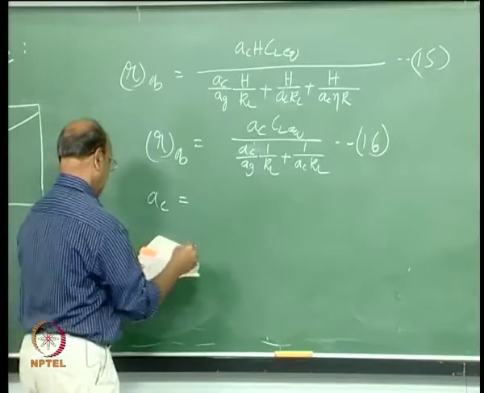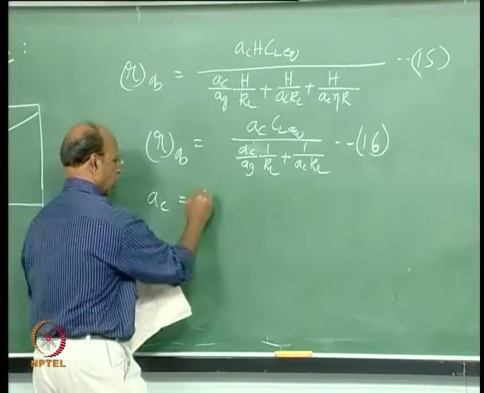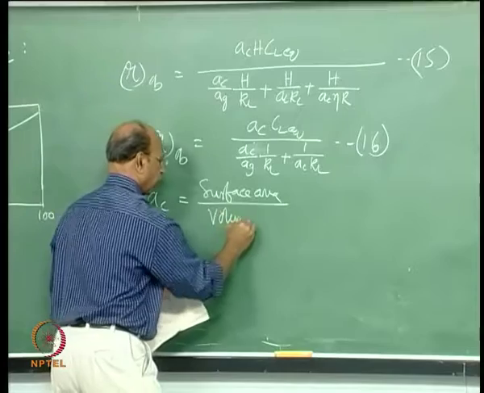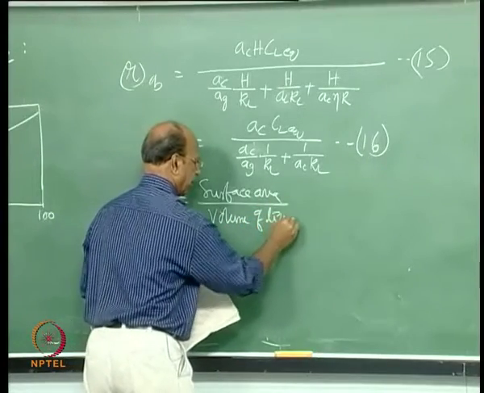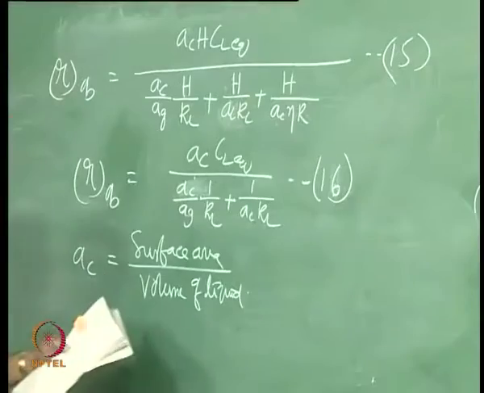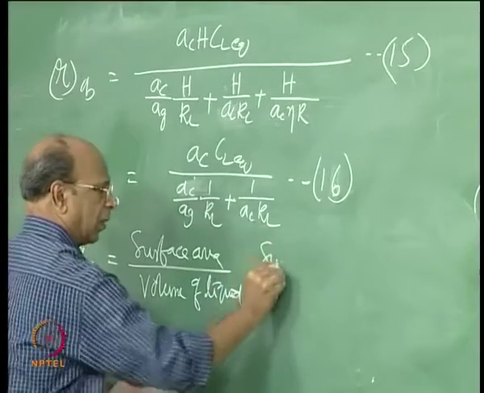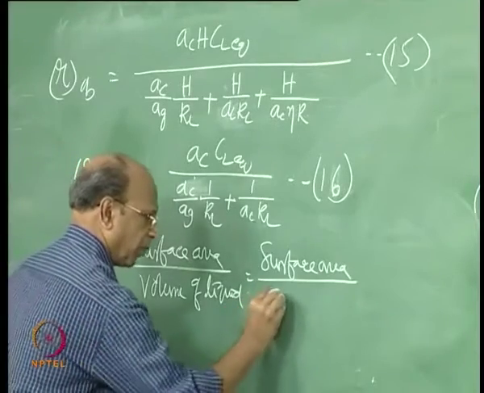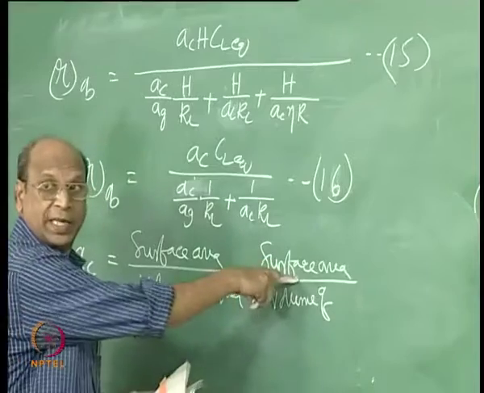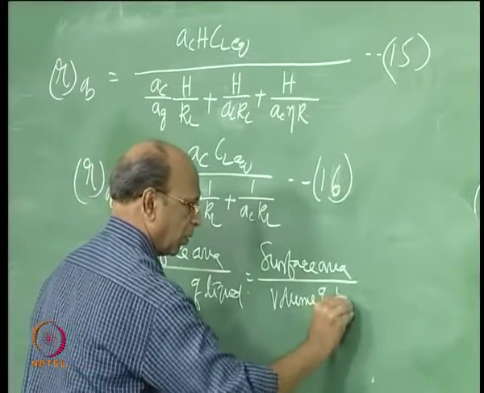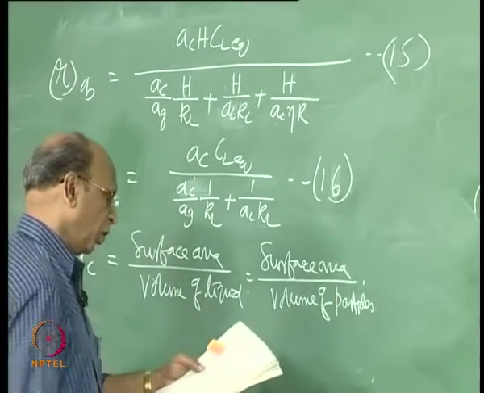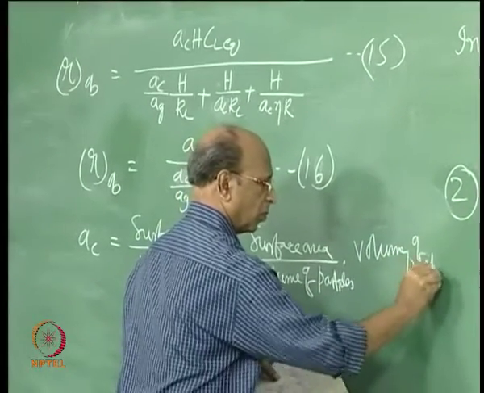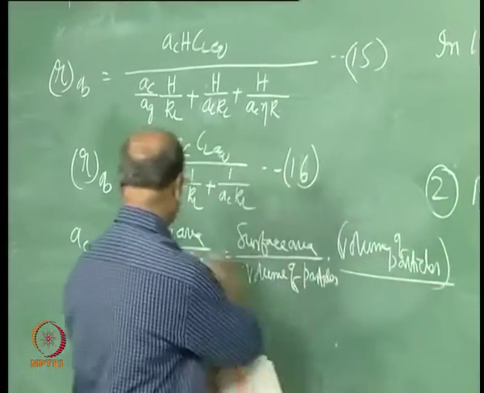AC is surface area per unit volume of bubble free slurry. Okay? So, surface area per unit volume of slurry liquid, okay? Liquid I am writing. Good. So, now this can also be written as surface area per volume of particles, total surface area per total volume of particles, into volume of particle, divided by the same thing, volume of liquid.